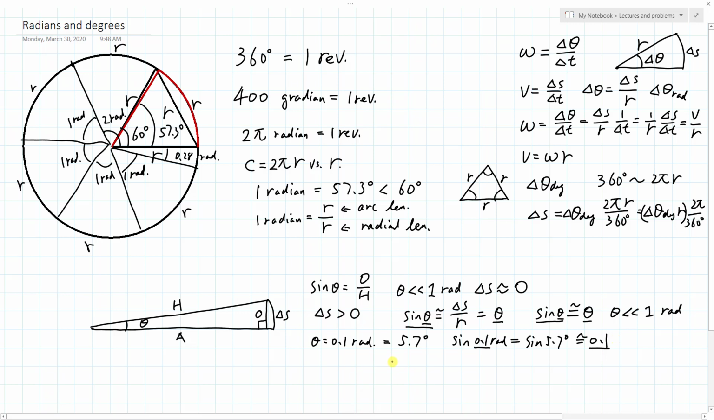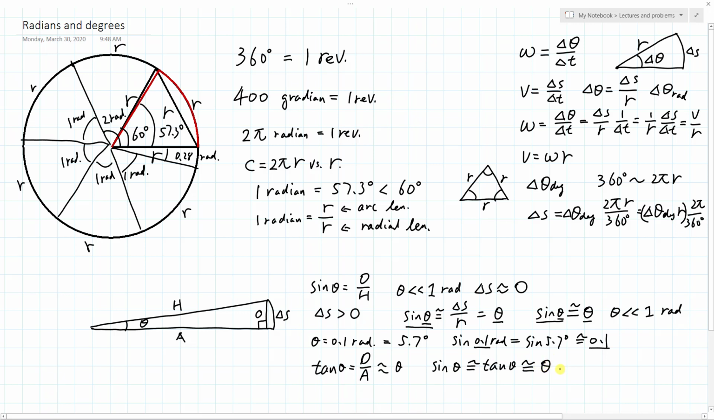Actually, besides sine theta, the adjacent is also very close to the hypotenuse if you have a very small angle. So that also makes this fraction, tangent theta, which is the opposite over adjacent, approximately equal to theta itself. So basically we have sine theta approximately equal to tangent theta, approximately equal to theta itself.